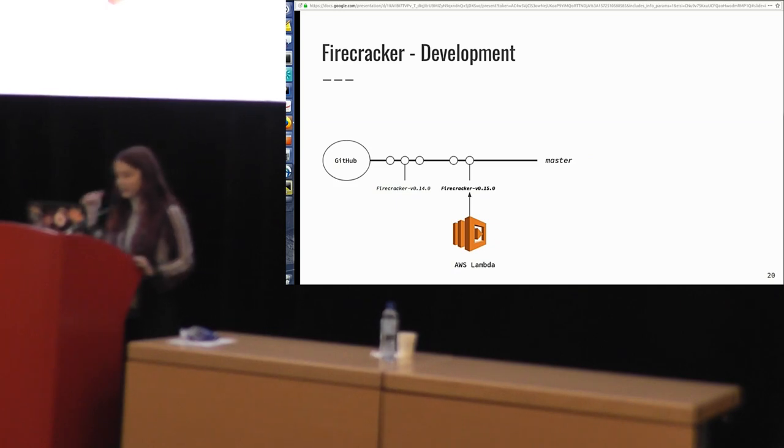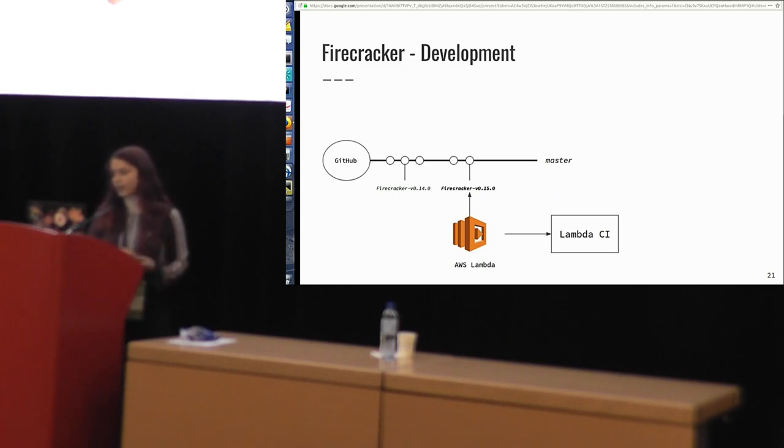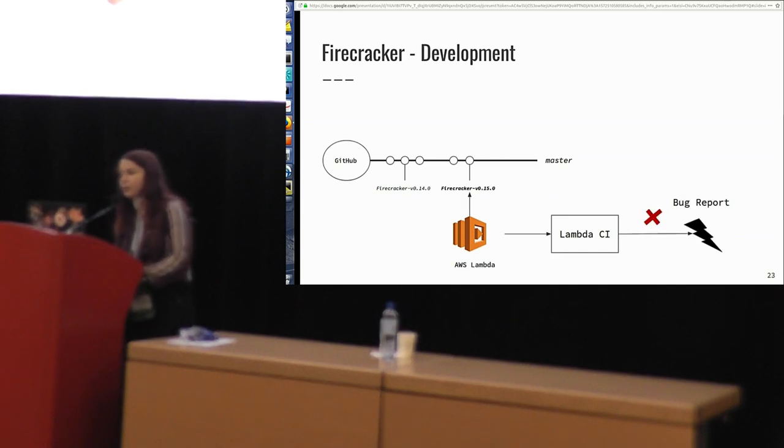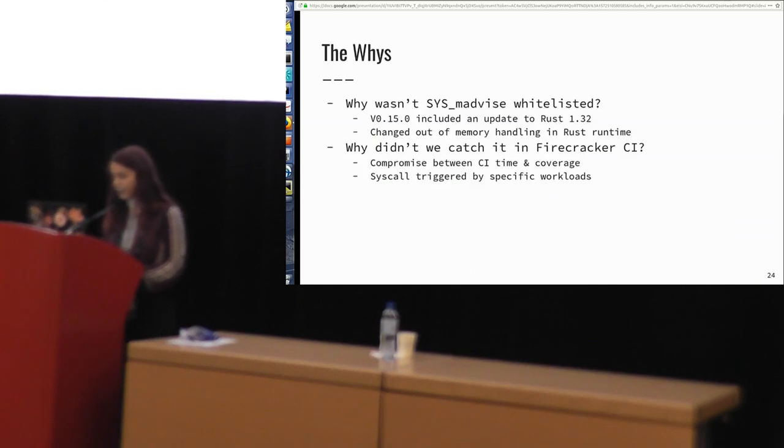AWS Lambda is actually using Firecracker in production. So whenever we have a new release available, Lambda picks it up, and now it runs through the Lambda CI. The Lambda CI, unlike the Firecracker CI, is very targeted at their use case. In their CI they are using workloads that are very specific to how they are operating Lambda. If everything is OK, it goes to production, obviously. If not, we have a bug report.